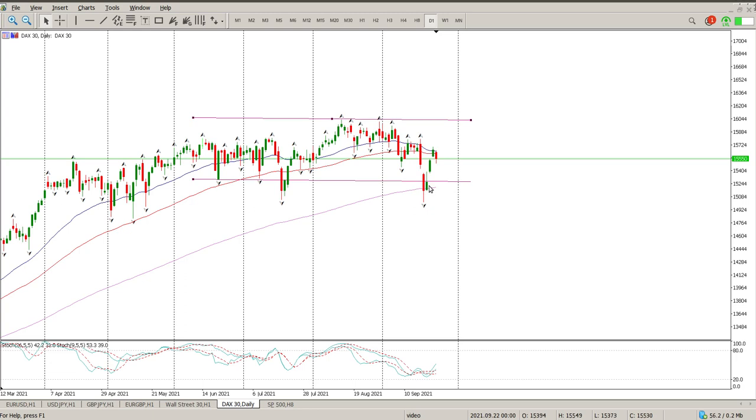We do have a gap right at the bottom of this range. Moving averages are sort of in a bullish format. We did bounce off the 155, but we are flat on the 33 and the 66 EMA.